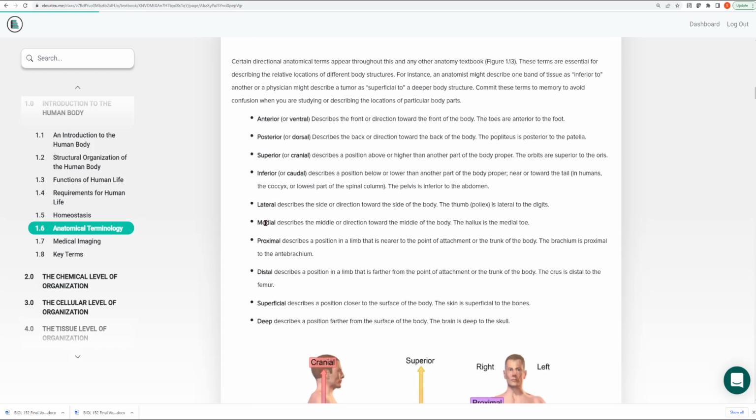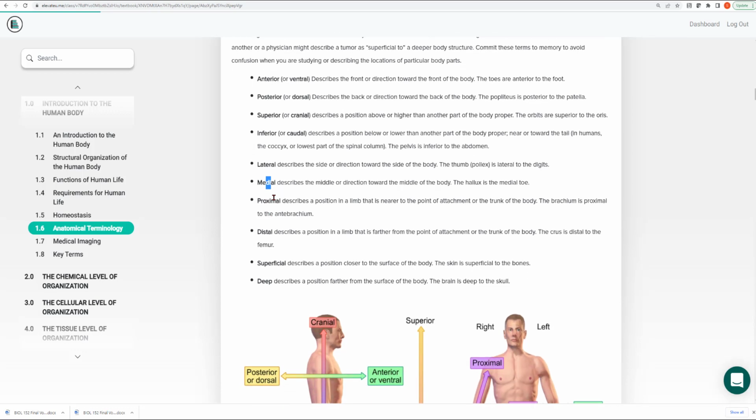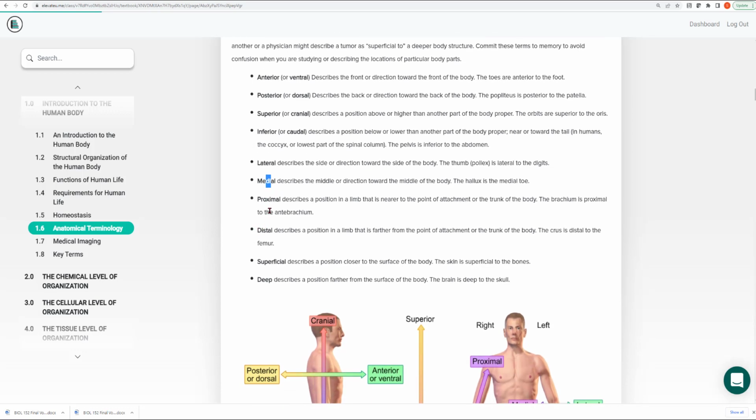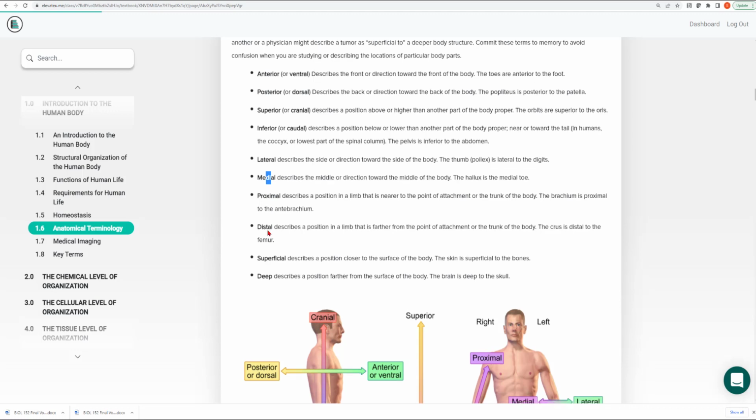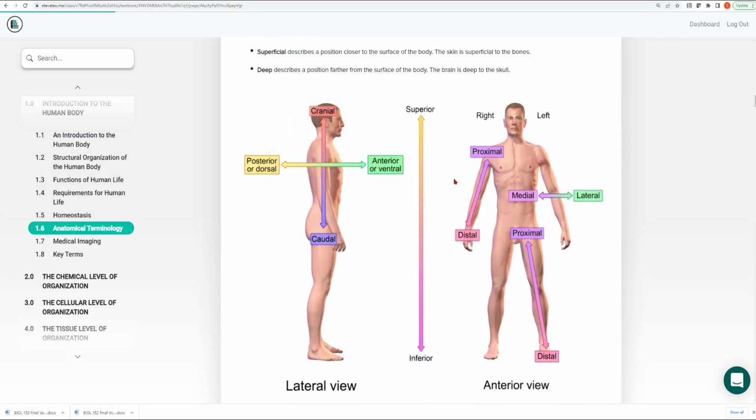Lateral and medial. Lateral to the outside of the body, medial to the inside, to the median, to the middle. Proximal and distal. These are the two terms that give students the most trouble the first week or so of classes. Proximal means closer to the point of attachment. I'll show you the picture in a second. Distal, further away from the point of attachment.